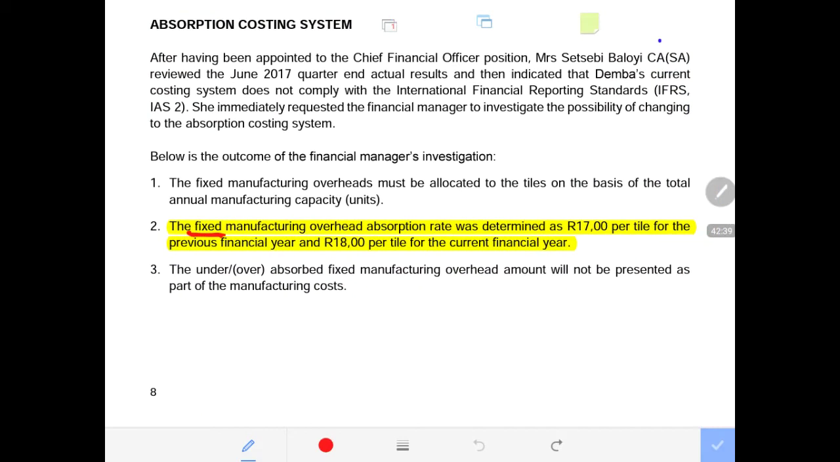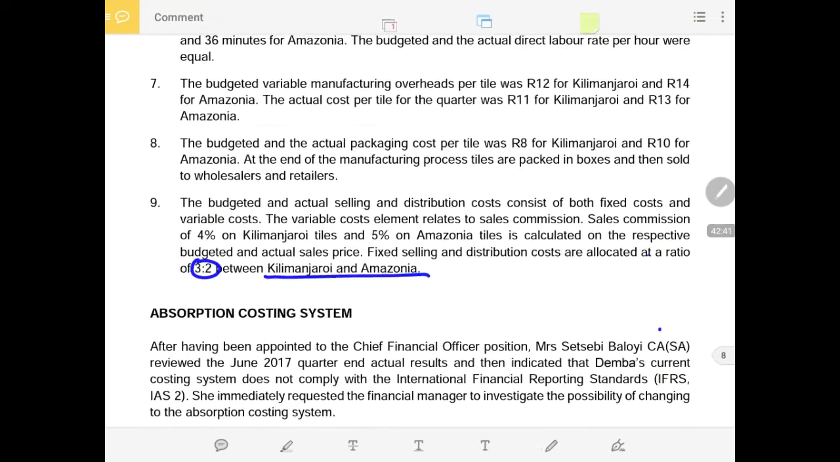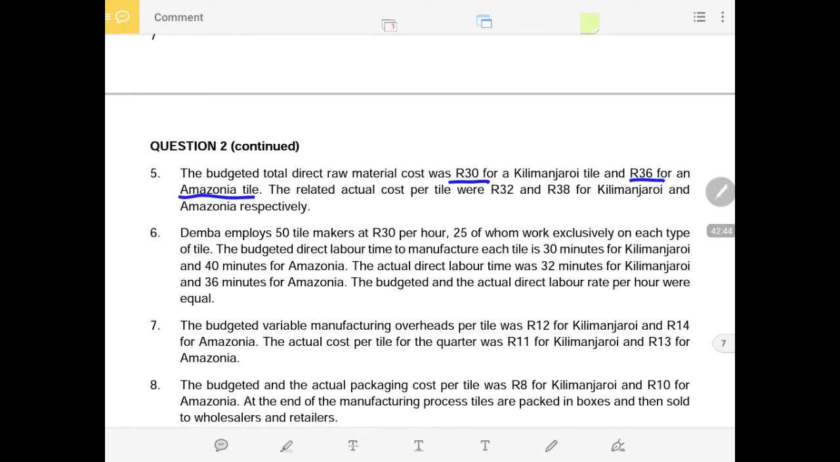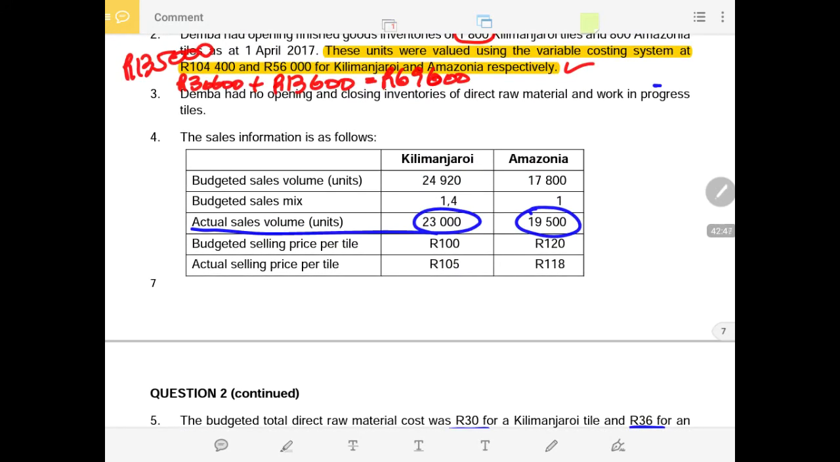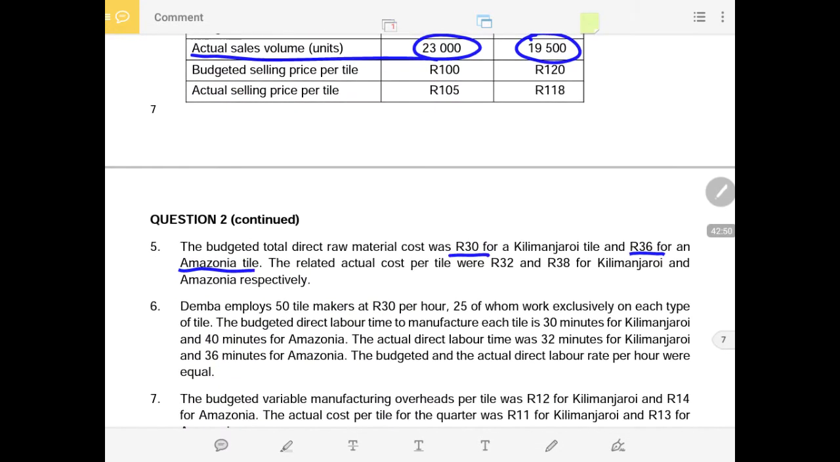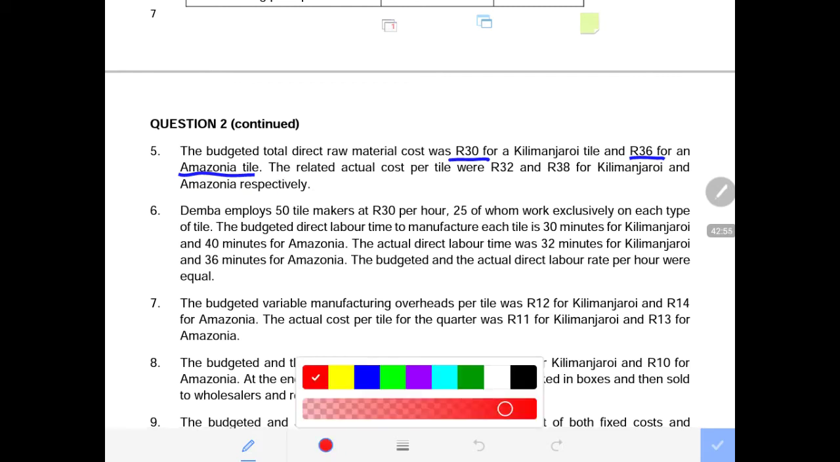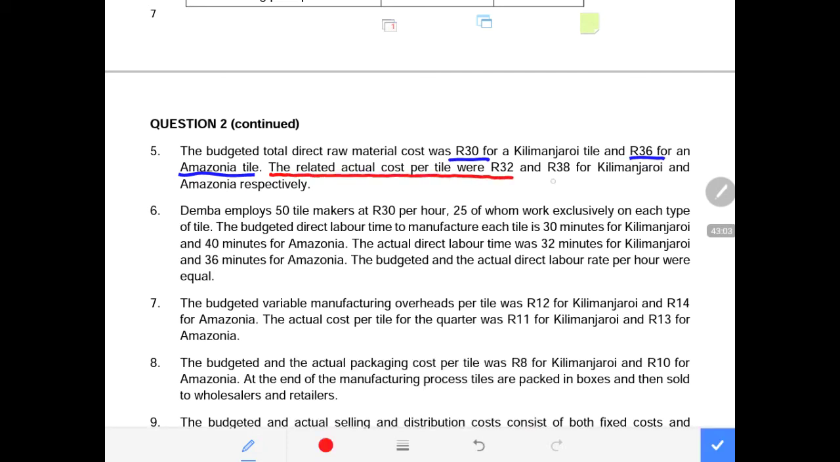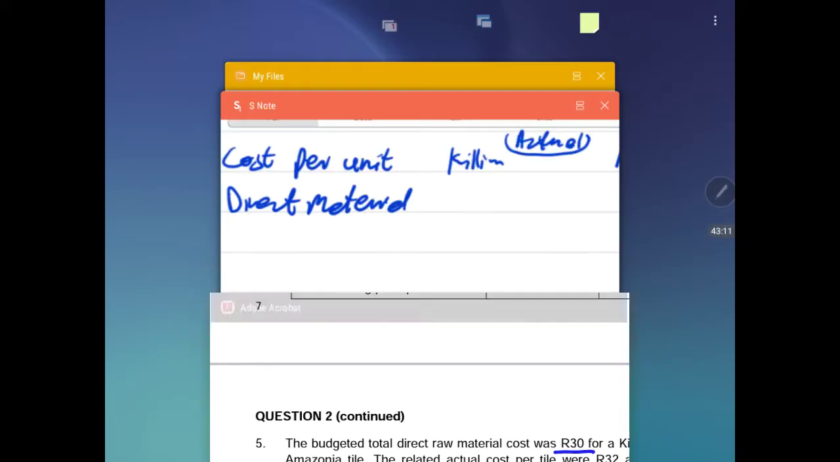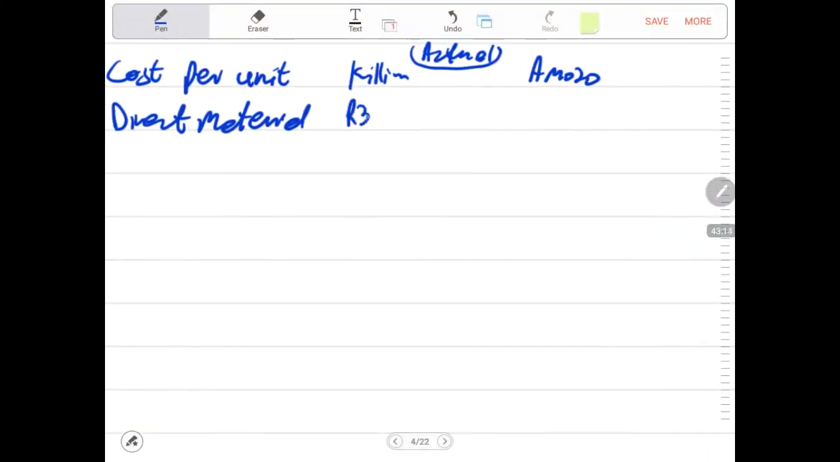I go to my number 2, 3, 4, 5, 6, 7, all that information that was given, more especially starting at number 5, because number 4 does not have the cost price. In number 5, focusing on the second sentence, the related actual cost of material was 32 rand and 38 rand for Kilimanjaro and Amazonia. This is the direct raw material, remember. I'm looking at the actual only, 32 rand and 38 rand.